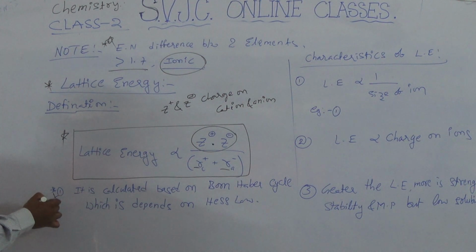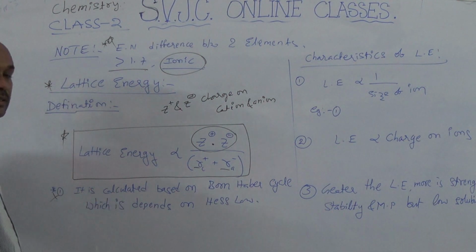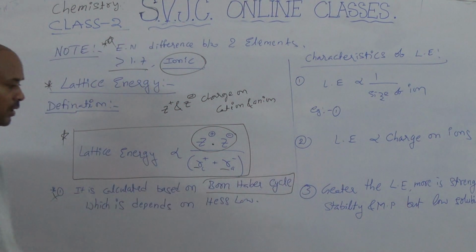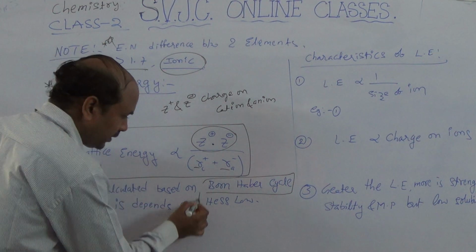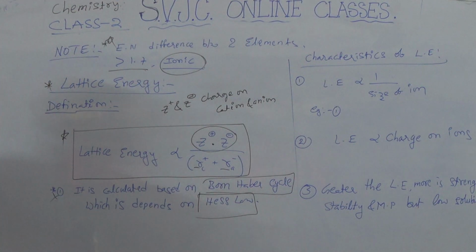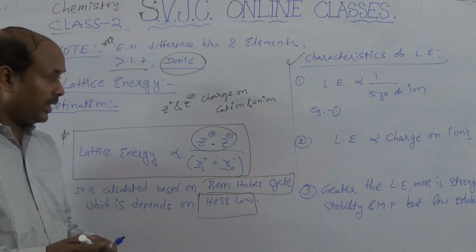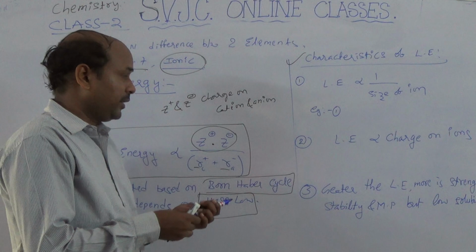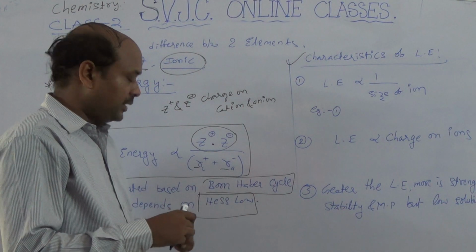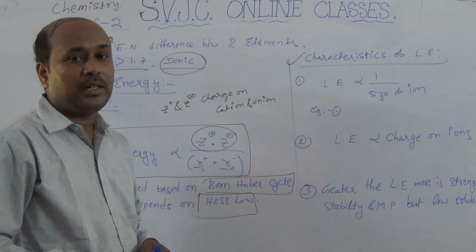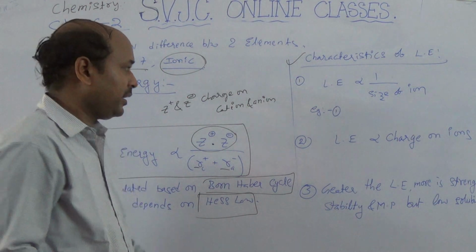And one more point on lattice energy. How is the lattice energy calculated? It is calculated based on the Born-Haber cycle, and that depends on Hess's law. Already you know Hess's law, a thermodynamics law. Then the characteristic properties of lattice energy. The first property is that lattice energy increases as the size of the cation and anion decreases.